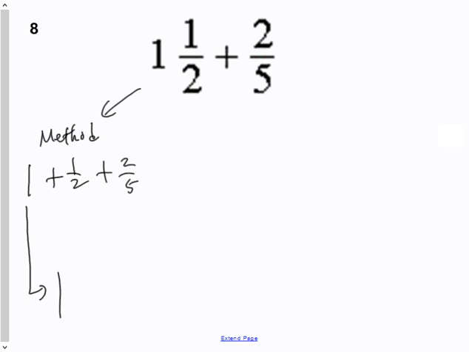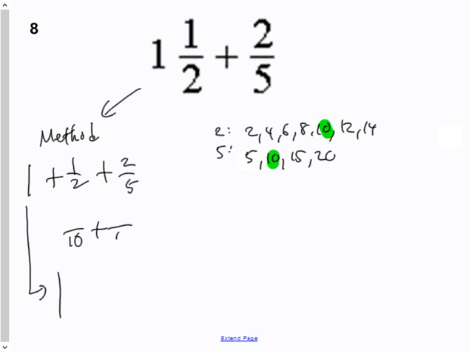Now here, if I wanted to find the multiples of 2 and 5, 2, 4, 6, 8, 10, 12, 14, and 5, 10, 15, 20. The first multiple they share, I'm going to grab my highlighter here, is the number 10. So because 2 and 5 share a multiple of 10, that is the denominator we're going to use in our 2 fractions.